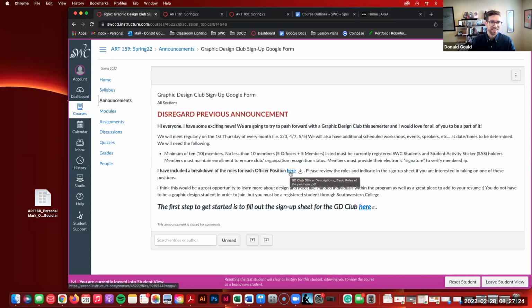It looks a little scary if you click into that. There's a lot of details about each officer position, but I assure you, it's not as daunting as it seems, and I'm there to help with the process as well. So that's what's going on with that. I'd like to get as many people interested as possible. If there are enough people interested and enough officers willing to take on some of the responsibilities, then we can hopefully make this happen and be a part of some of the larger events within the design community here in San Diego.